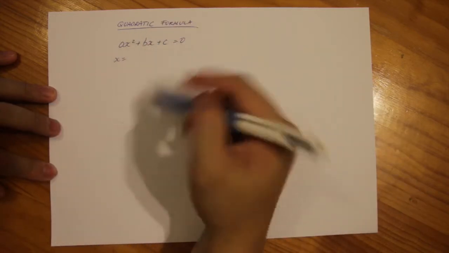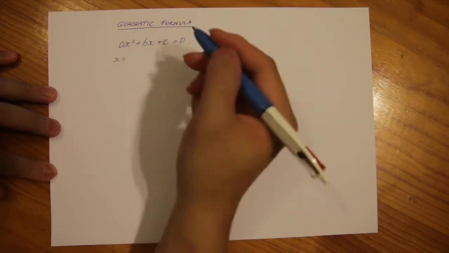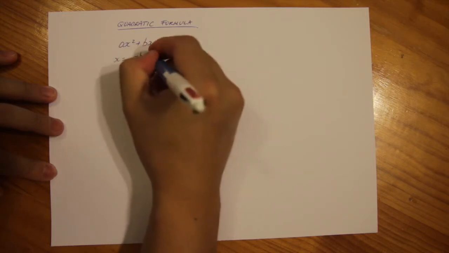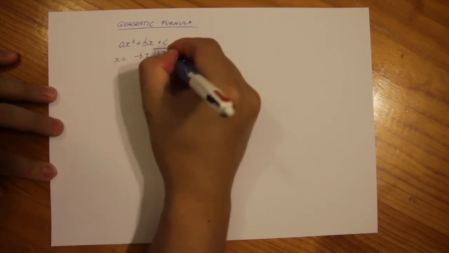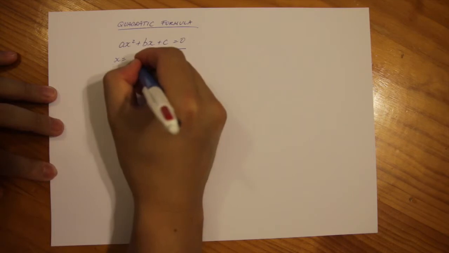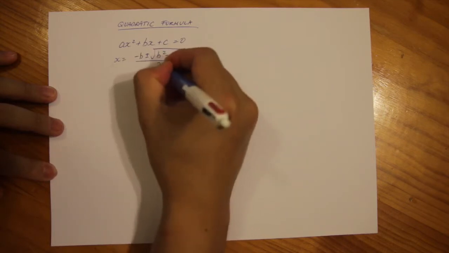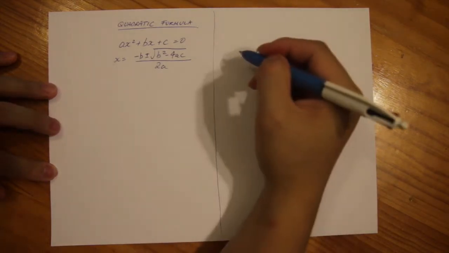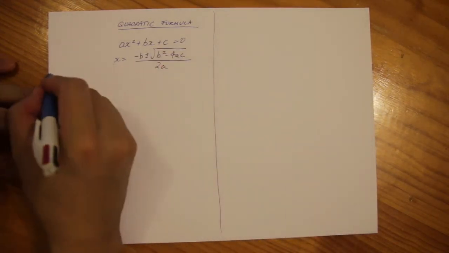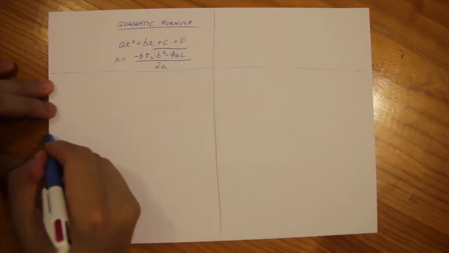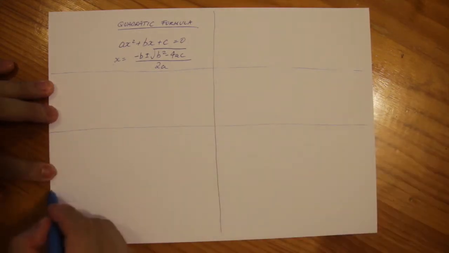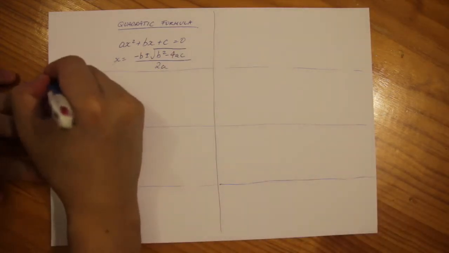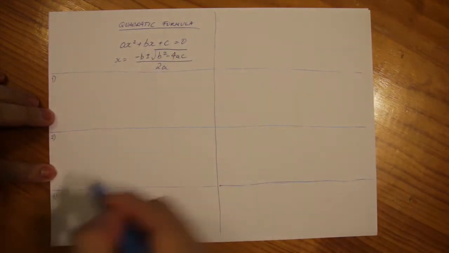Rather than going through the whole steps of how to rearrange it, I'll tell you what the end product is. It's x equals minus b plus or minus the square root of b squared minus 4ac, divided by 2a. So that's our quadratic formula. What I'll also do is go through 3 examples to show you how to use this formula: 1, 2, and 3.